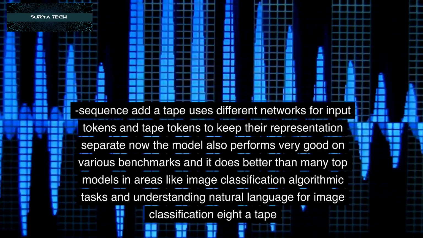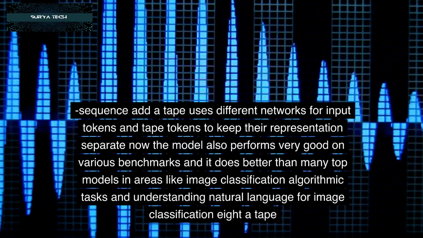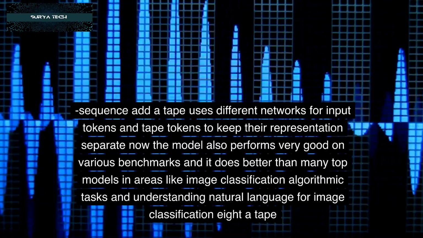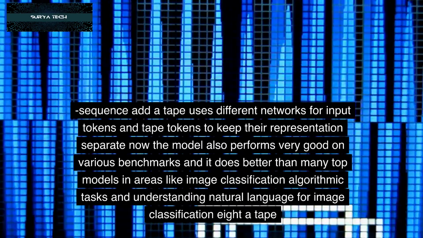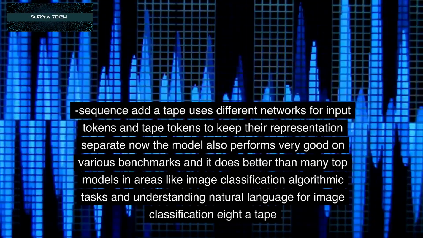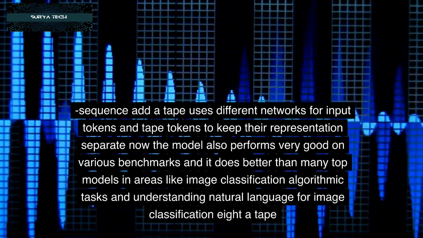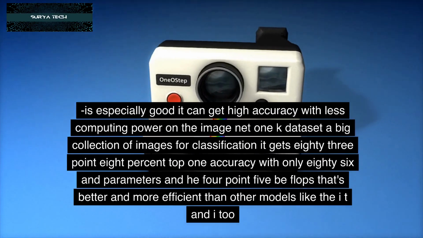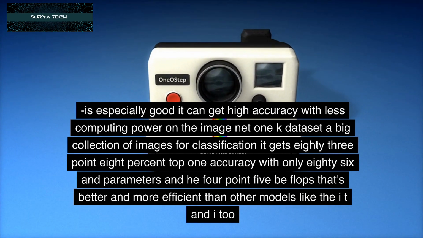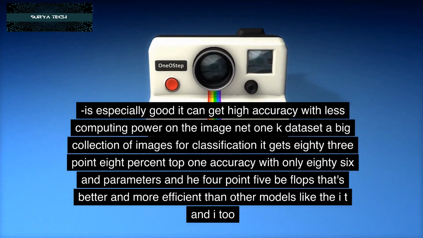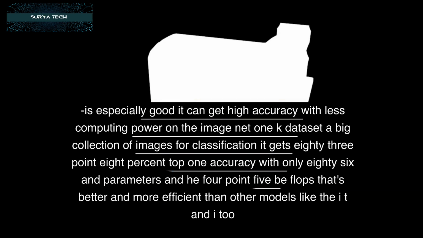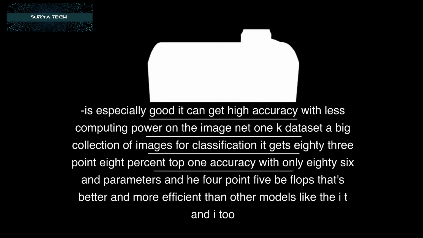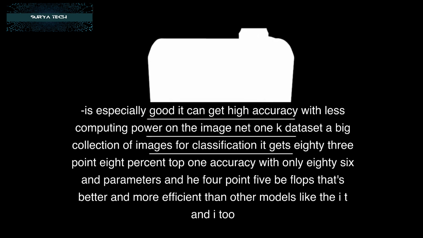Now, the model also performs very well on various benchmarks, and it does better than many top models in areas like image classification, algorithmic tasks, and understanding natural language. For image classification, AdaTape is especially good. It can get high accuracy with less computing power on the ImageNet 1K dataset, a big collection of images. For classification, it gets 83.8% top 1 accuracy with only 86M parameters and 4.5 GFLOPs. That's better and more efficient than other models like ViT and I2.